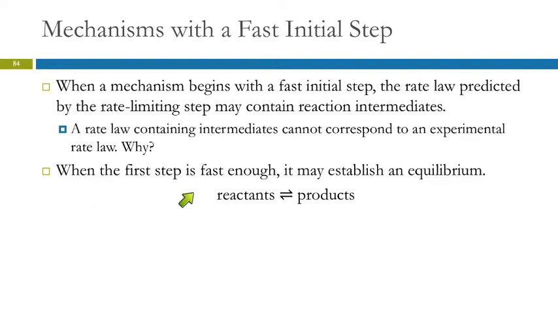Well, when the first step is fast enough, we may establish an equilibrium. So you get an equilibrium between the reactants and the products. What is true about the rate of the forward reaction and the rate of the reverse reaction at equilibrium? They're the same. The reaction is going at the same rate forward and reverse.